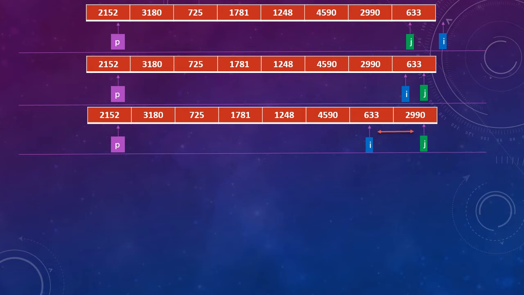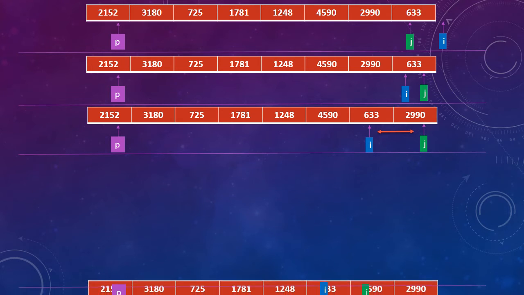Here i and j are equal, so we cannot swap that. Later, in the third step, I have incremented i because here also 633 is less than 2152. So I have incremented i and swapped it with 2990.